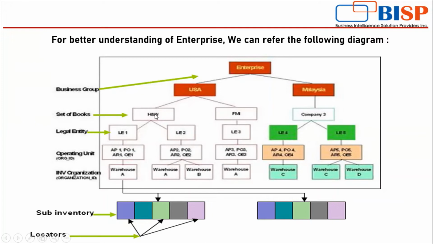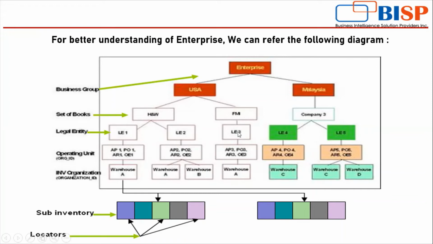H&W has two registrations. It means it has two legal entities. An entity is used to represent a legal company. Fiscal and tax reporting is done at the legal entity. The number of legal entities depends on the number of registrations an enterprise has. So here H&W has two registrations. Therefore, it has two legal entities, that is legal entity 1 and the other one is legal entity 2.